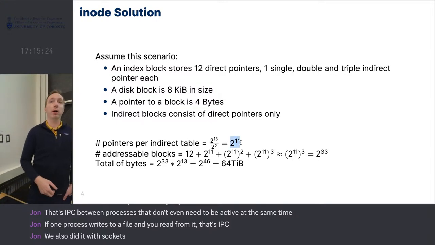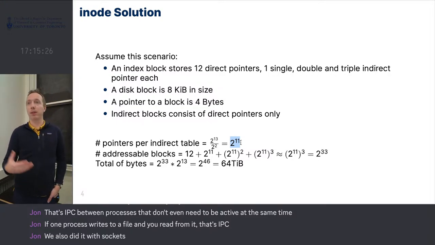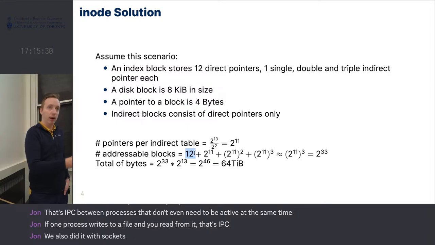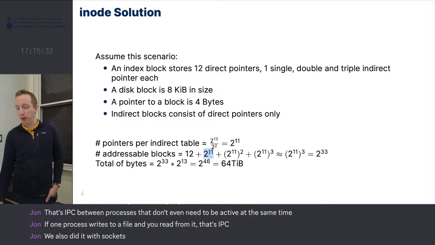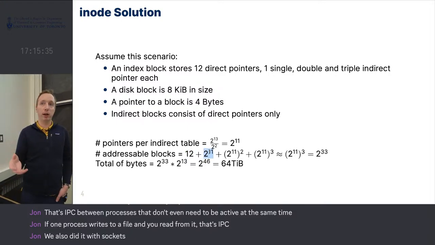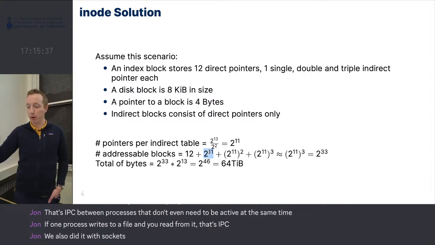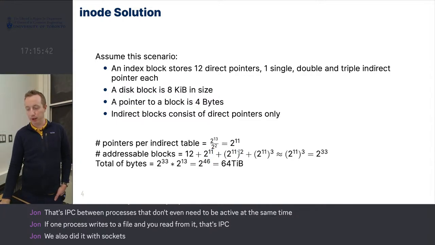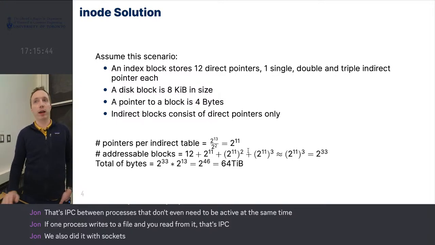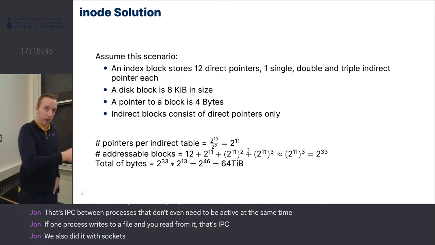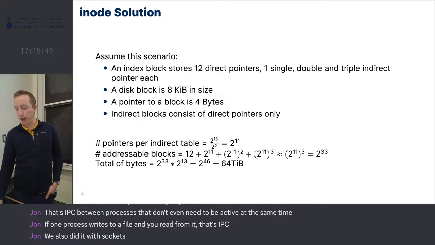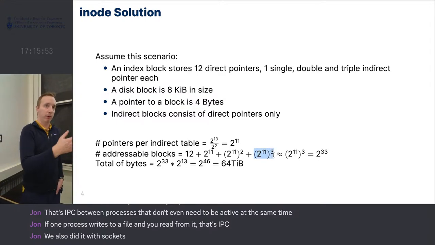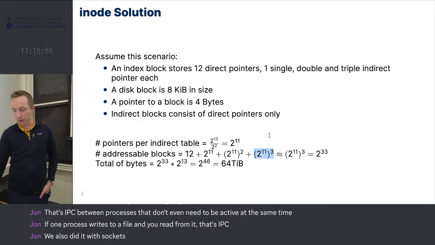So the number of total blocks we can address with this inode: we can address 12 through the direct pointers, and then 2 to the 11 with the single indirect block. That's a block full of pointers that points to other blocks. Through the double indirect, it is 2 to the 11, all to the power of 2, because we go through two levels. And for the triple indirect, it's 2 to the 11 all to the power of 3, because we're going through three levels of indirection.